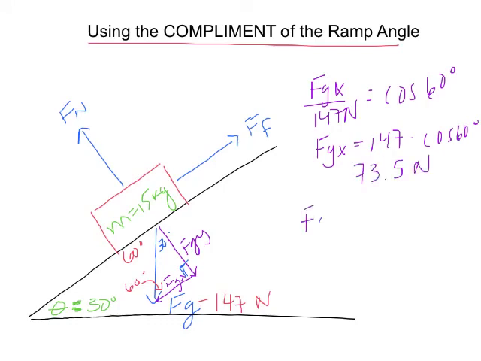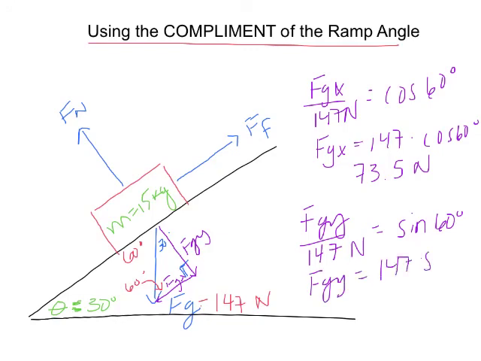And then FGY becomes the sine of 60 degrees. And rearranging, we have FGY equals 147 times sine of 60 degrees, and that is equal to the same 127.31 newtons. So either way, you get the same answer.